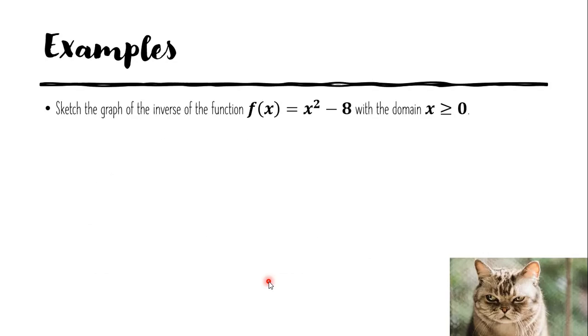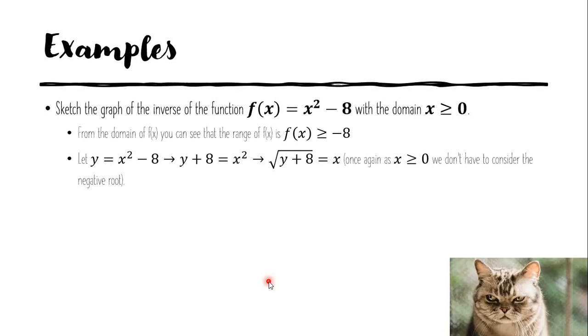Okay, here's another example. I think this is the last one. Sketch the graph of the inverse function of f of x equals x squared minus 8 with the domain x is more than or equal to 0. So from the domain of f of x, you can see that the range of f of x is f of x is more than or equal to minus 8, because if you sub in 0, you get minus 8.